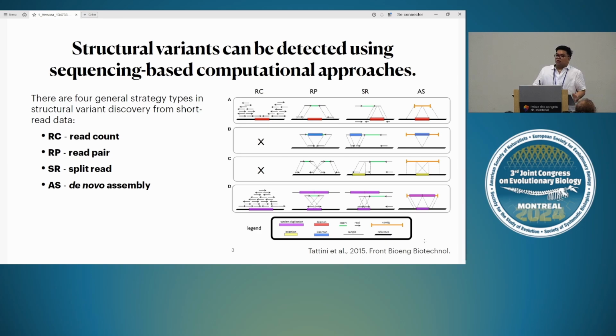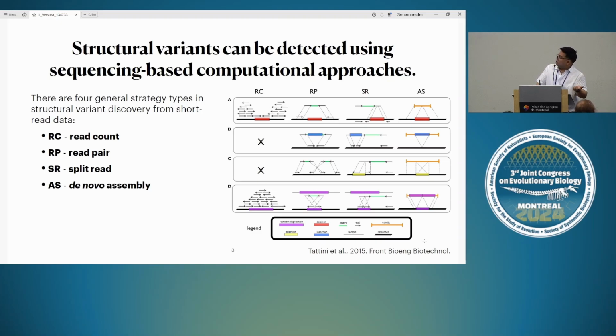Given its importance, there has been a lot of research into figuring out how to detect these events. For my talk, I will be focusing on the computational approaches that work with short-read sequencing data. These tools come in 4 different strategies, and we'll go over them one by one. The first one is read count. Essentially, you look at the number of reads, or your read depth, in a given region, and if there's a dip in your reads, that could be a deletion.